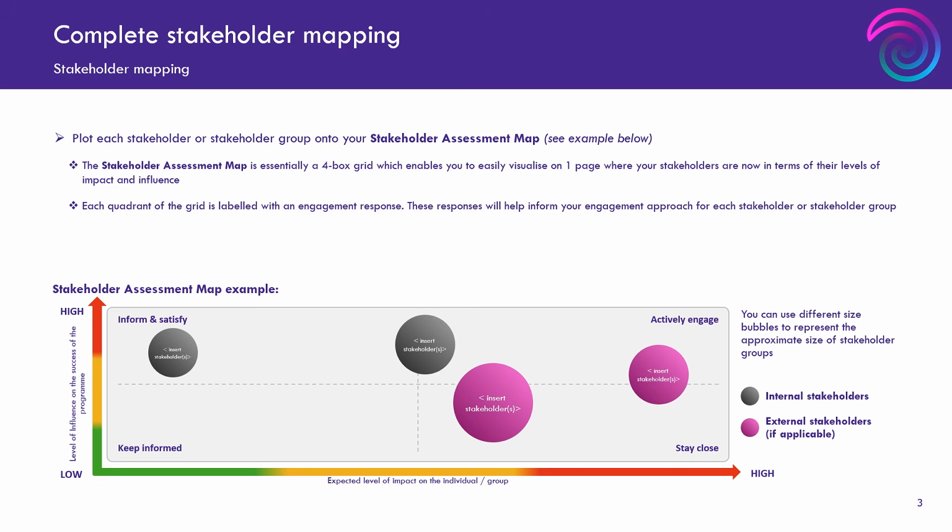So for example, if they're going to have really strong influence over the success of the program, and it's going to have an impact on them as well, and they need to be engaged by it, then you really need to be actively engaging, informing them, keeping them engaged with what's going on. So your stakeholder assessment map is a really key step when managing stakeholders so you can understand what your response needs to be.